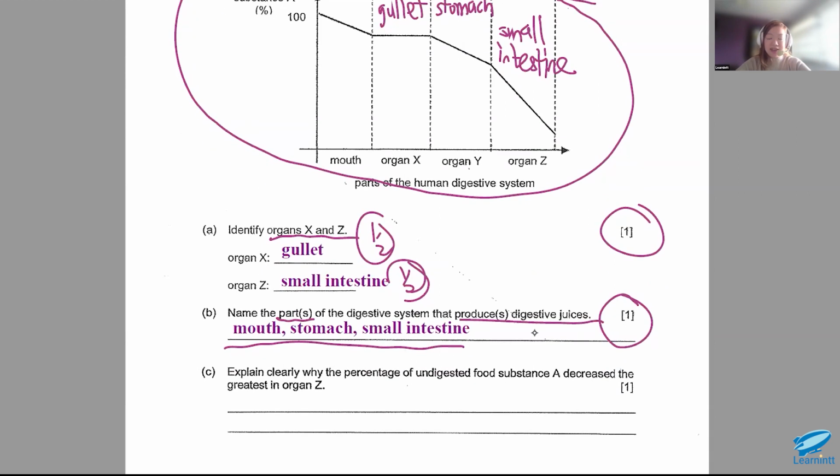Next one, C. Explain clearly why the percentage of undigested food substance A decreased the greatest in organ Z. Now, organ Z is the small intestine. So this is something to do with the background information you have studied for the exams. Then you apply it in this question. So in the exam, there are a lot of such application questions in Booklet B. We have them in Booklet A too, but much more in Booklet B. So you have to study the information, which is just the basic. Applying it is really the key here.